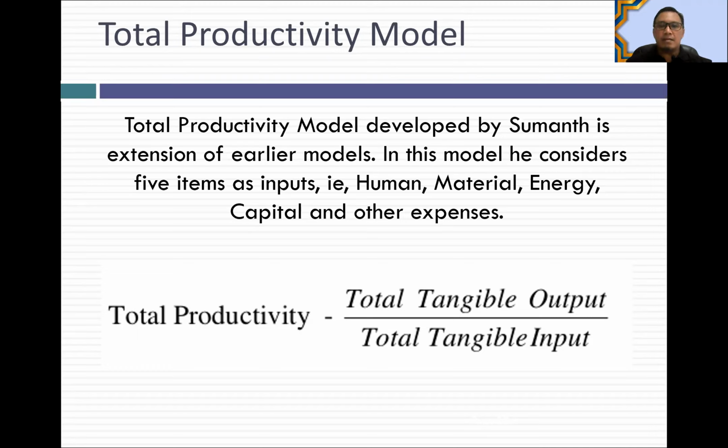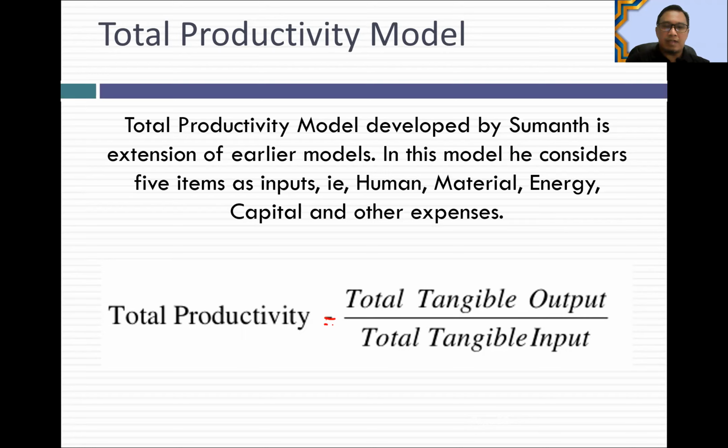So in the productivity model proposed by Sumanth, it has 5 different items as the input. Those items are humans or employees, and then material, energy, capital, and other expenses. And the formula for calculating the total productivity, especially the model developed by Sumanth, is what you see there.